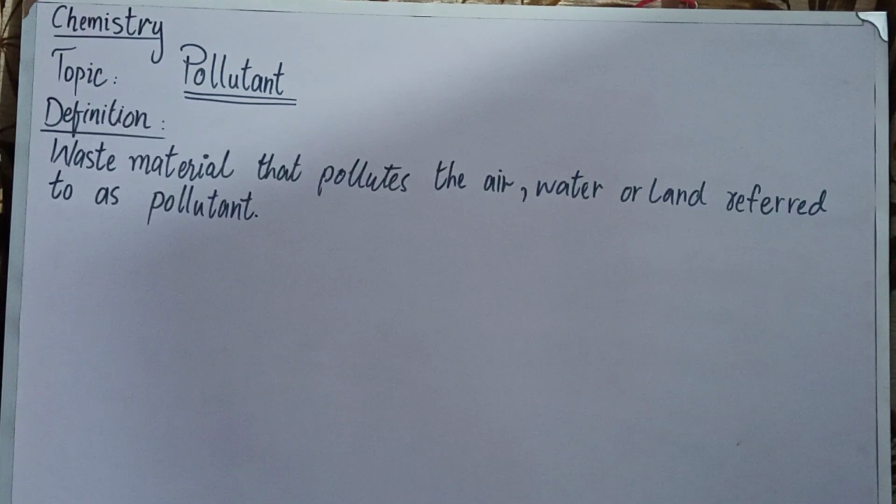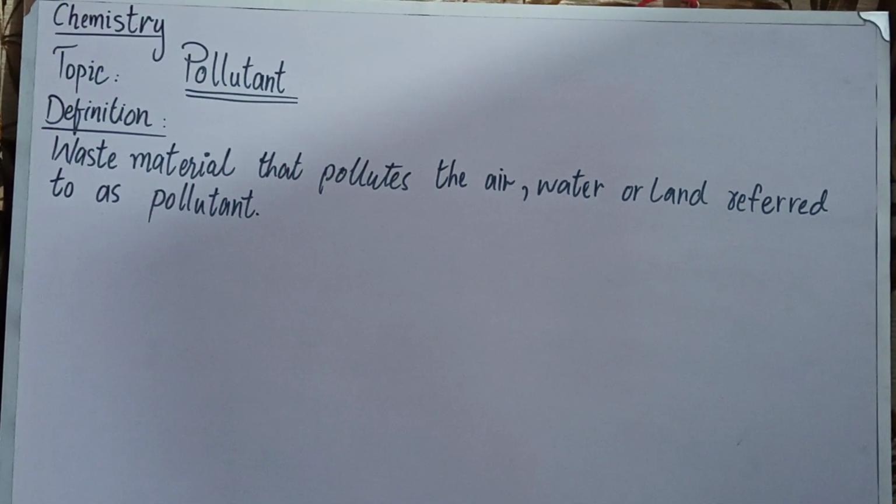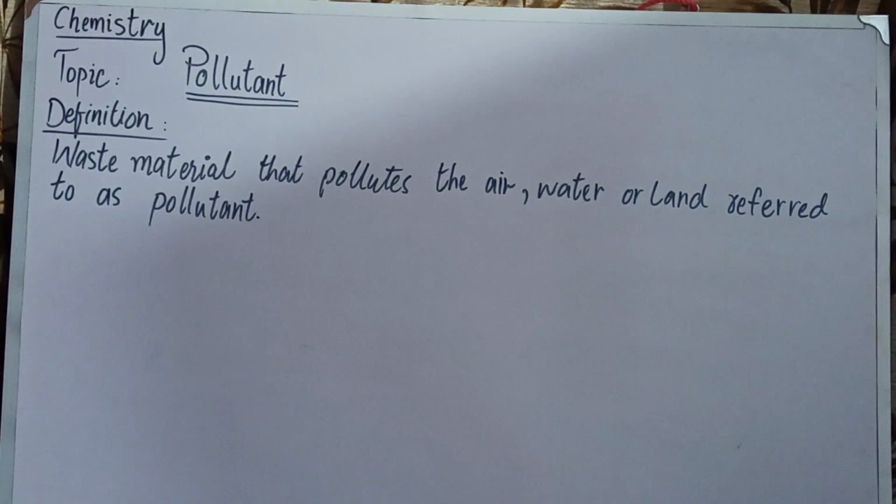So our today's topic is pollutant. These are the waste material that pollutes the air, water or land. Now the question arises how these pollutants are produced. Human activities produce and release these contaminants into the environment. They endanger human life by polluting the environment, air, water and soil.